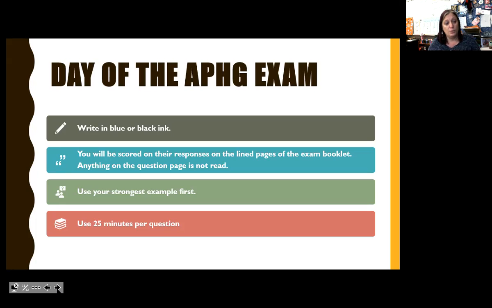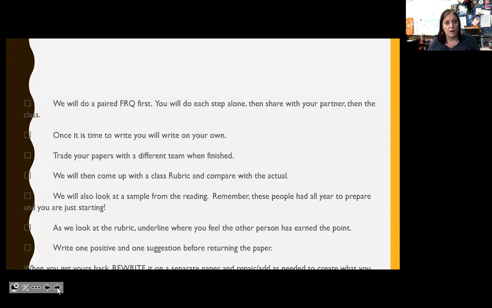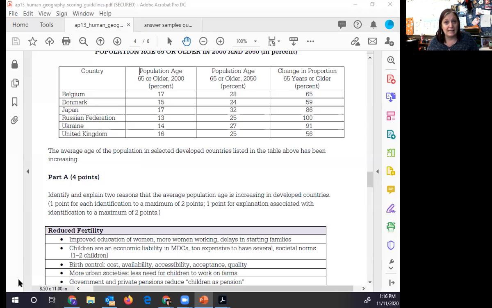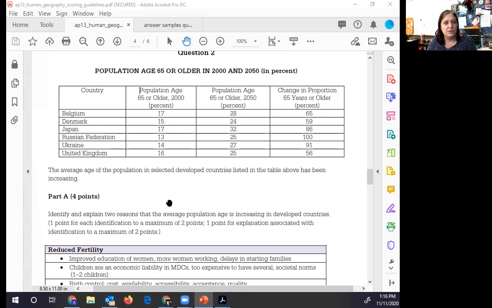Remember that we give you points, you earn points. We do not take them away. So we're looking to see where things were done, where they're correct, and how it all works. So a quick example that we did not use in class. This is a question from several years ago.